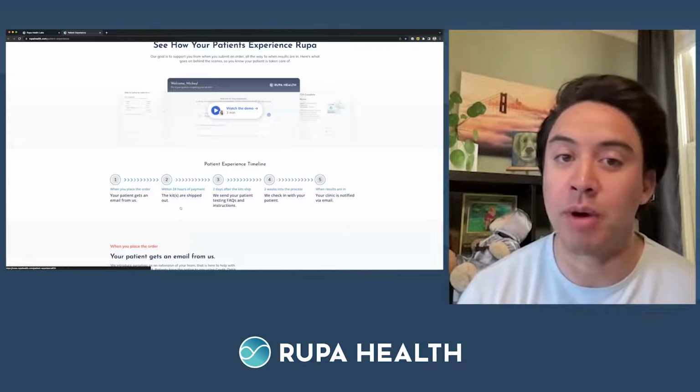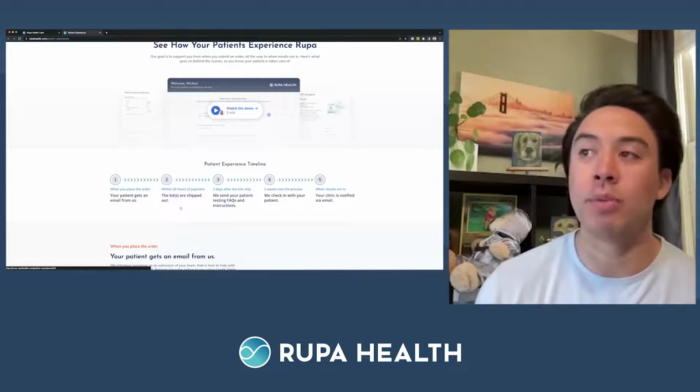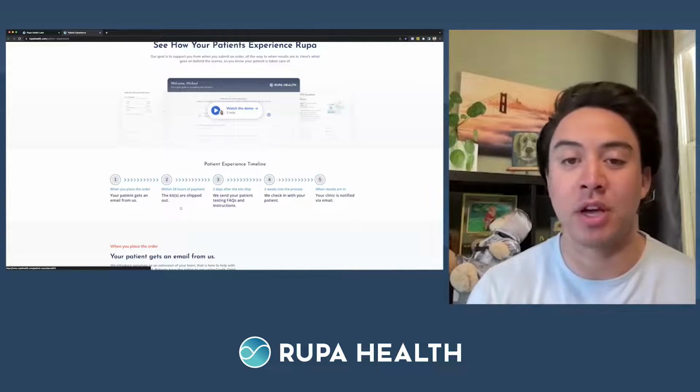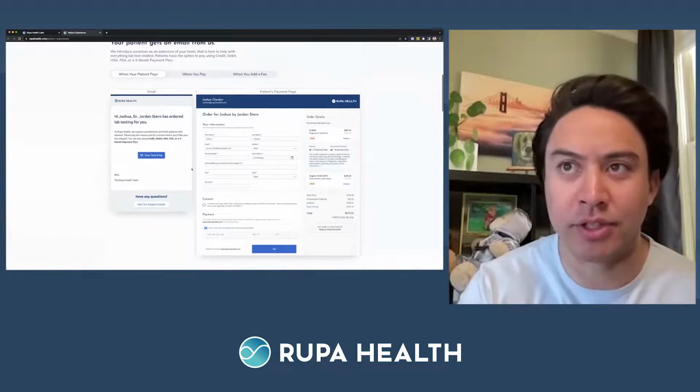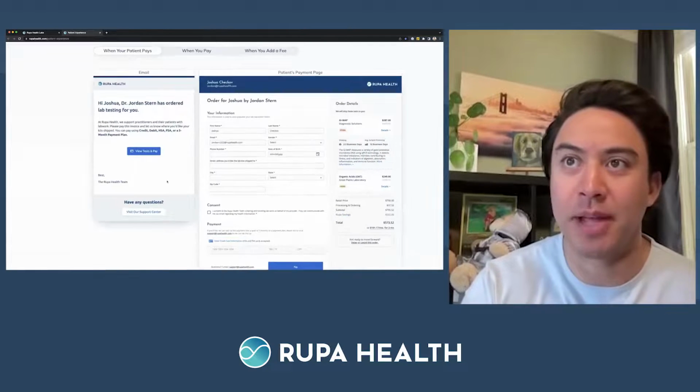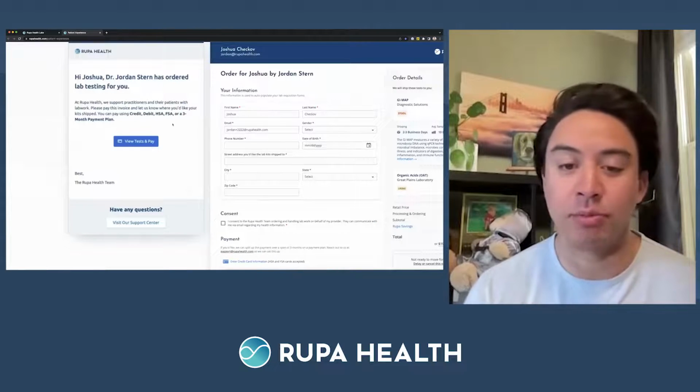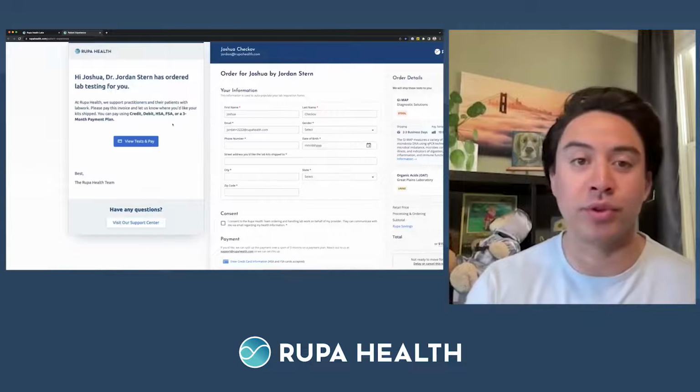Our compliance rates are above 85%. We'll follow up with them, and then you are notified as the results come in, which you'll be able to check all within one single location. This is what it looks like. So we'll reach out to the patients. Again, if you want us to handle billing, one less thing on your plate, we will do that directly with your patients.